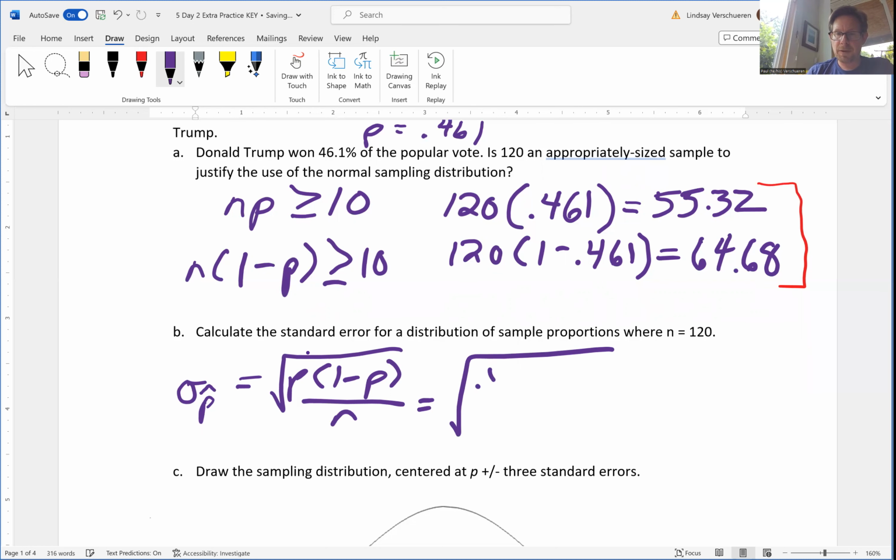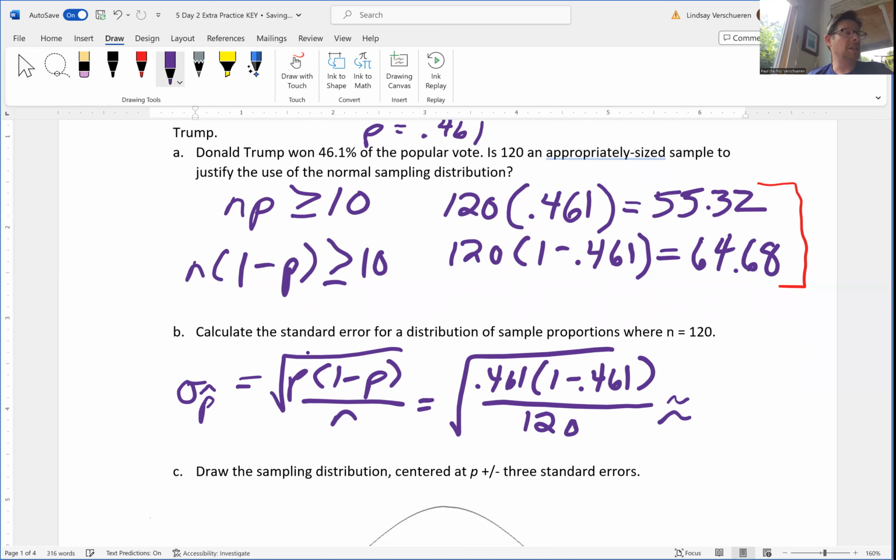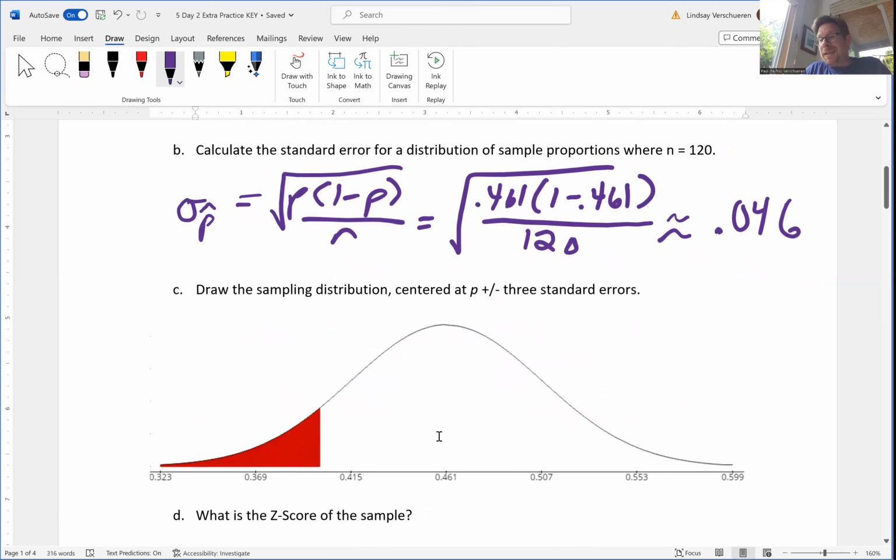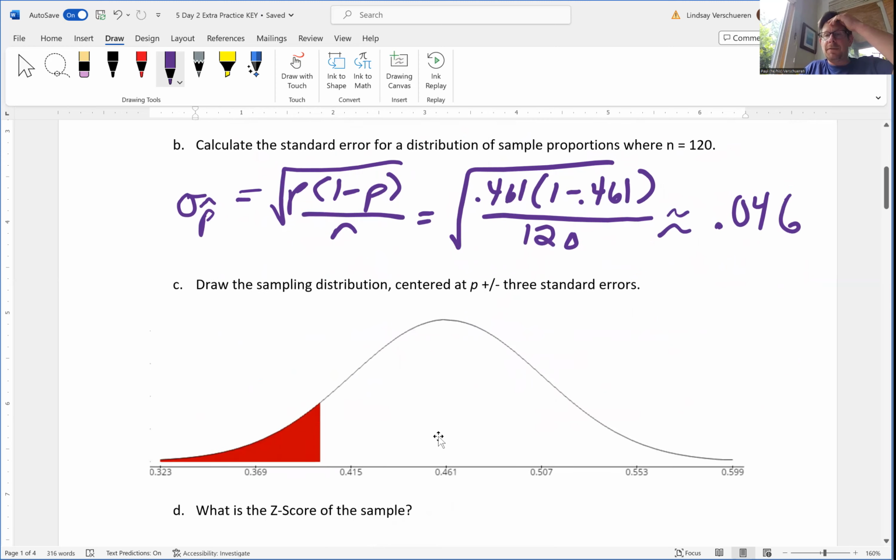In this case, that would be 0.461 times 1 minus 0.461, divided by 120. By the way, you should be doing these calculations along, because there are opportunities for calculator errors here. This works out to be about 0.046, or about 4.6%. If you didn't get 0.046, you should figure out, maybe add parentheses somewhere, what you need to do to calculate that appropriately.